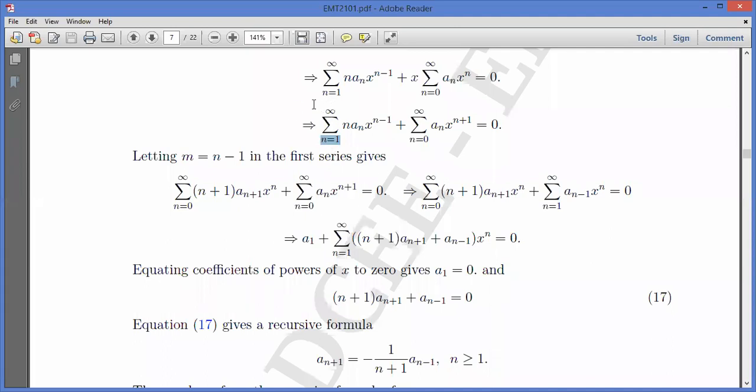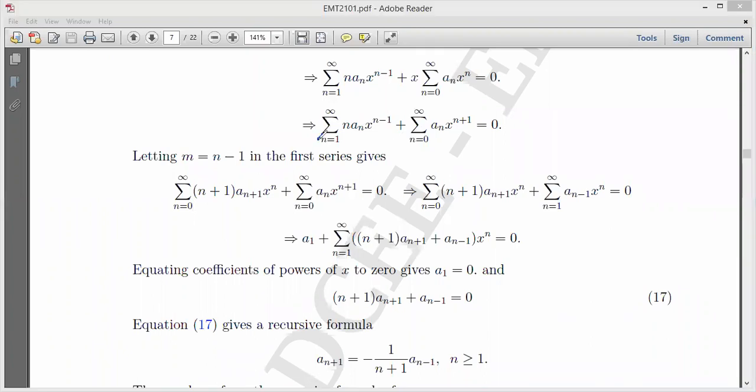Here our upper limit is infinity, the lower is from 1. Since this is 1 and this one is 0, can we start both of them from 0? So this was the first target. You can see that in the step before, n was equal to 1, but in here it is n equal to 0. So how did we get there?